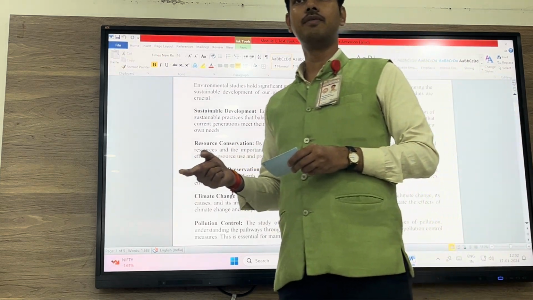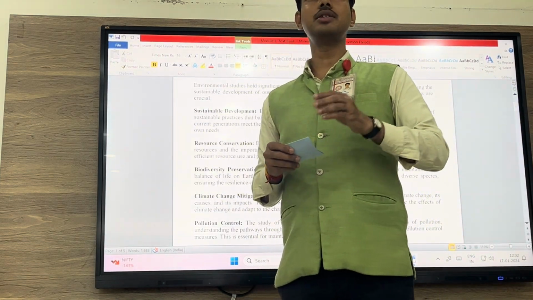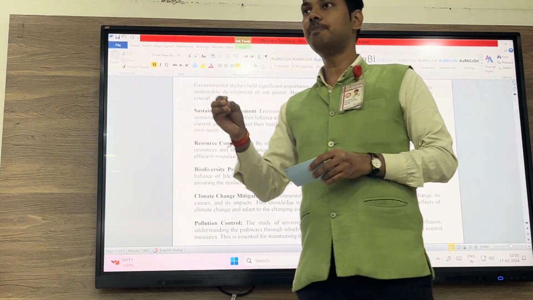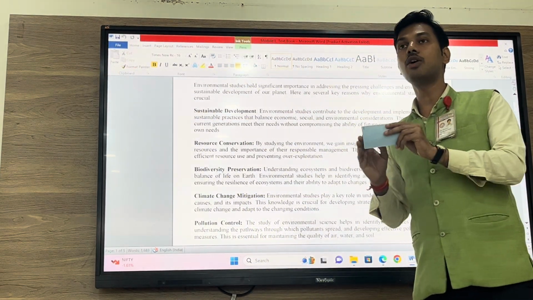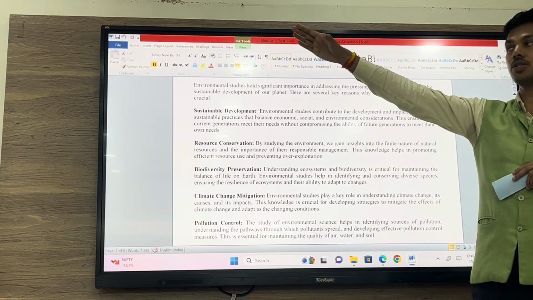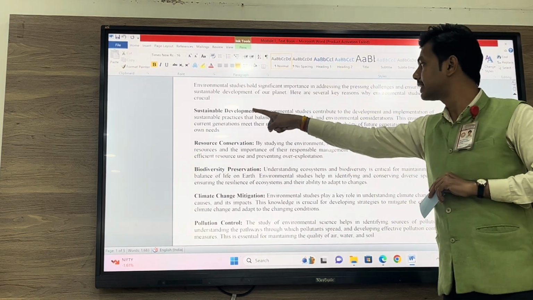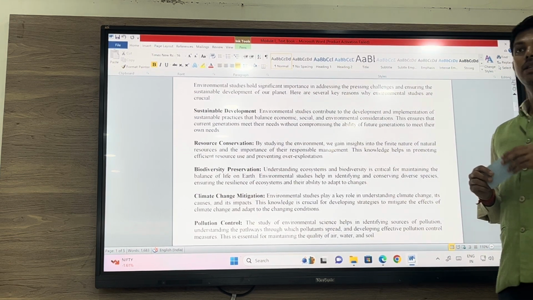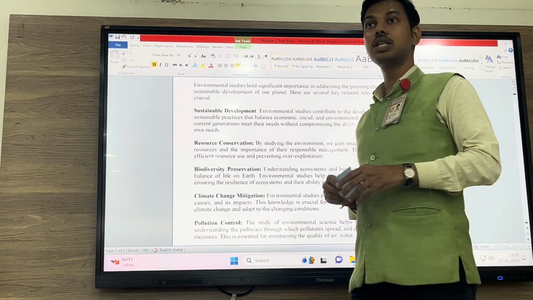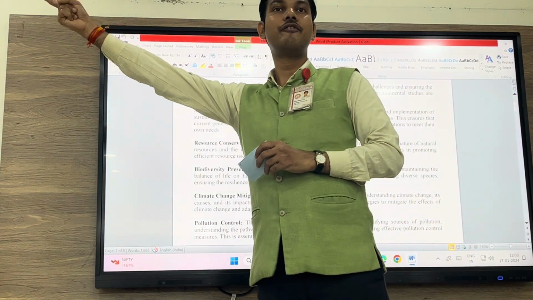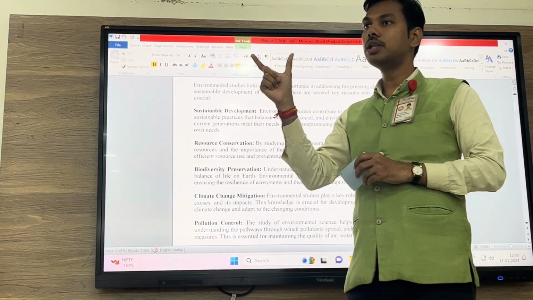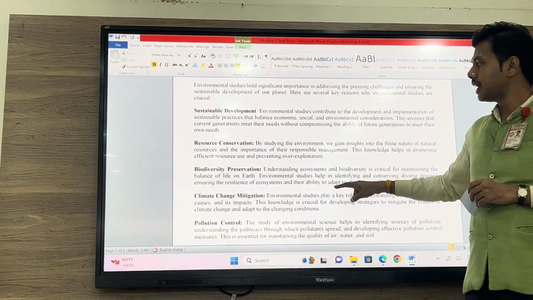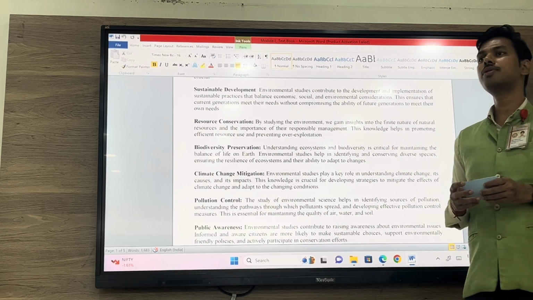What is sustainable development? The development which doesn't destruct the present and future. The development which takes care of present and also the need of future generation. So when I talk about sustainable development, it means I'm talking about that development which thinks about current generation and also takes care about future generation. That is actually what sustainable development is. Right?